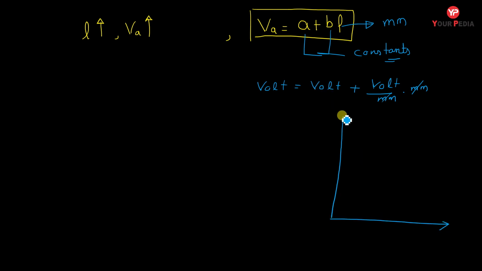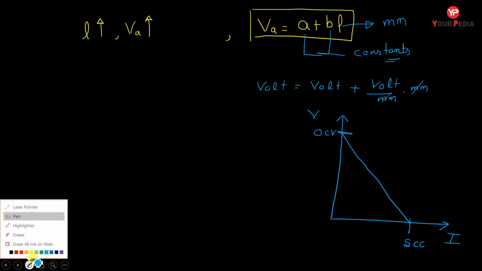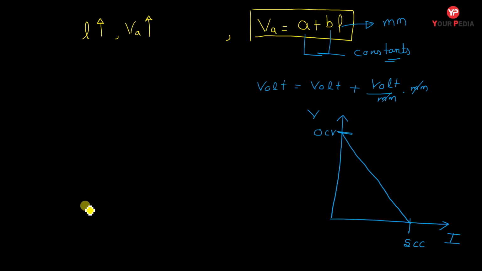So for example, this is the graph, this is supply voltage and this is current. We have studied during open circuit voltage and short circuit current that this is the graph. Now this maximum voltage we called open circuit voltage, and this maximum current we called short circuit current. So this is basically the relation or graph for open circuit voltage and short circuit current.